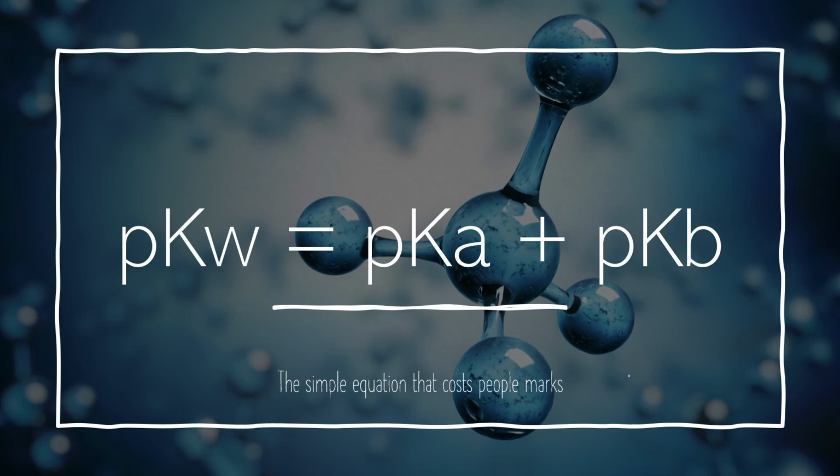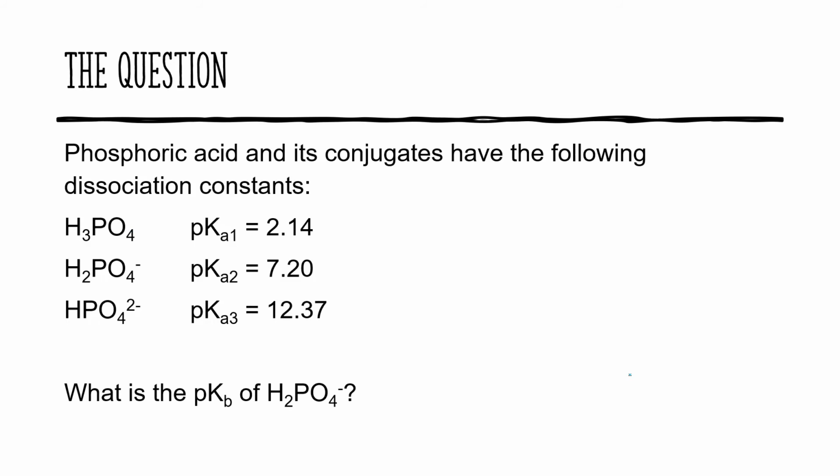on this simple equation that costs so many people marks. The pKw equals pKa plus pKb. We have a sample question here. Phosphoric acid and its conjugates have the following dissociation constants, and they are listed here. We're asked what the pKb of H2PO4- is. Take a moment, pause the video, and give this a go.